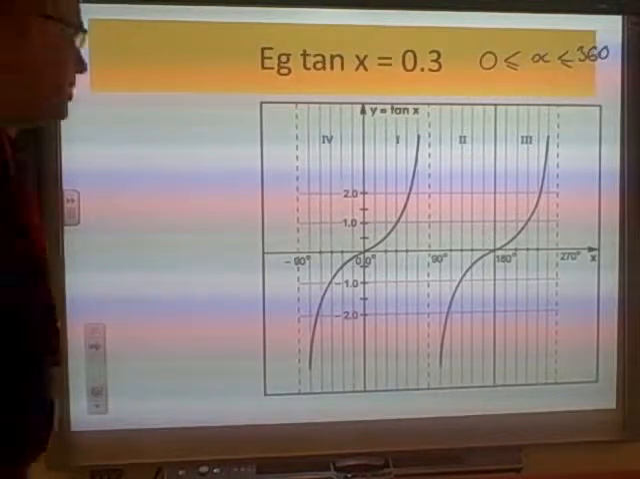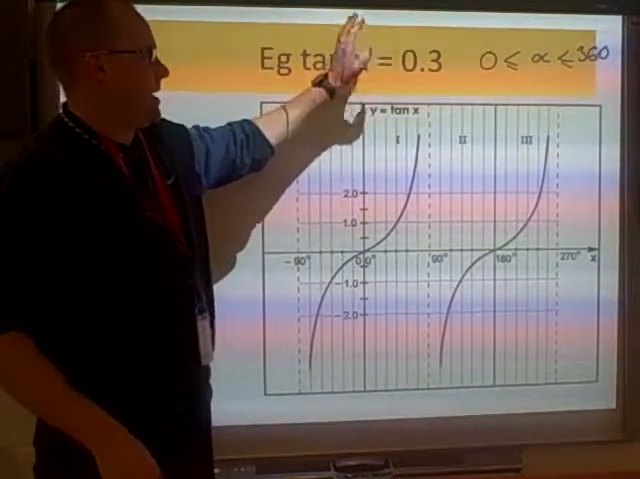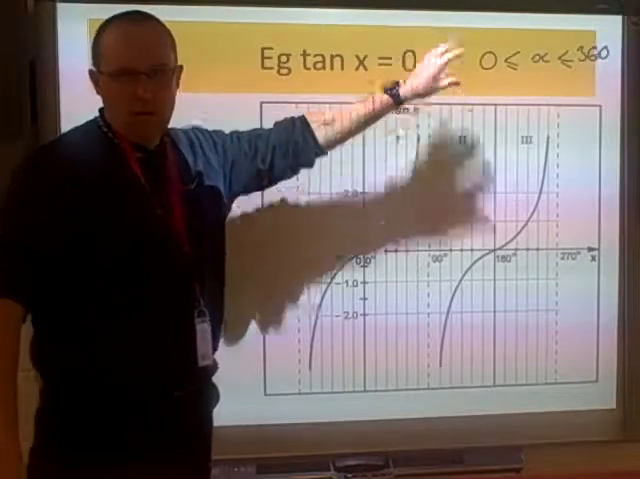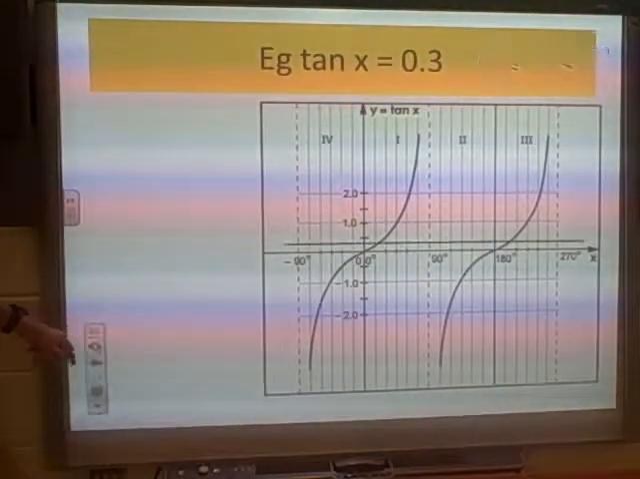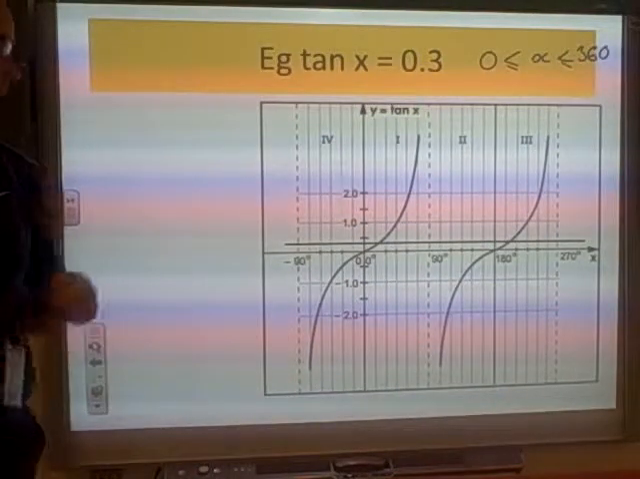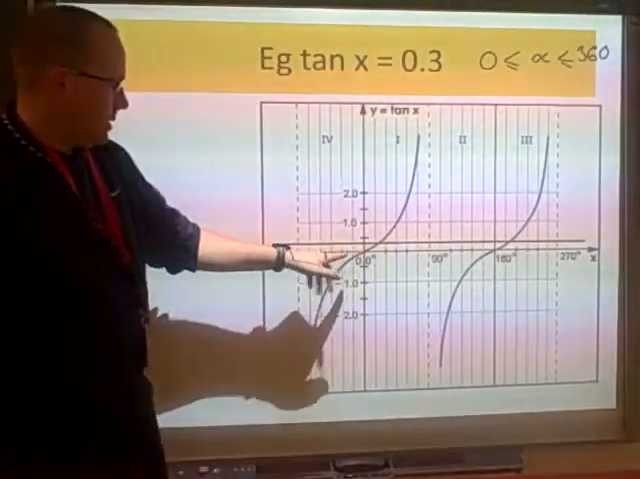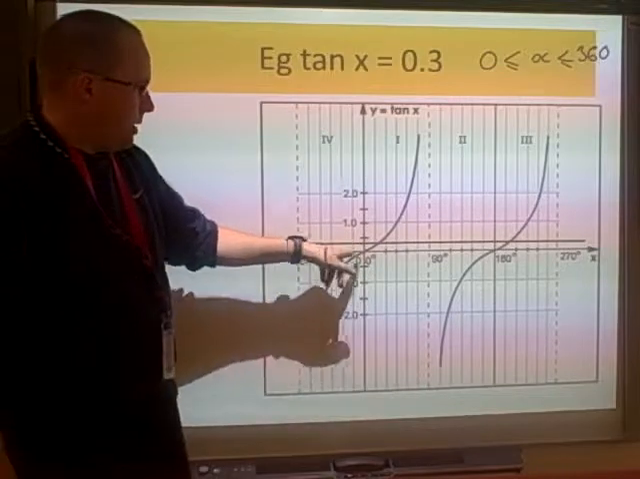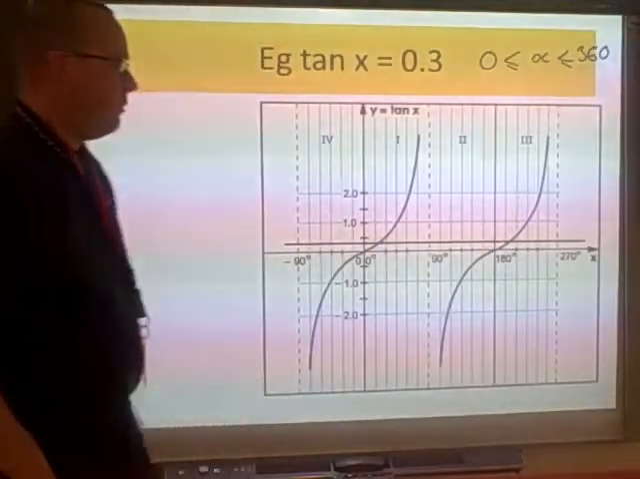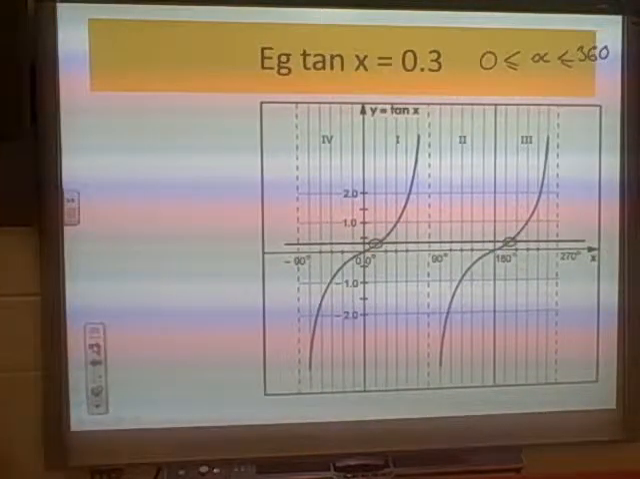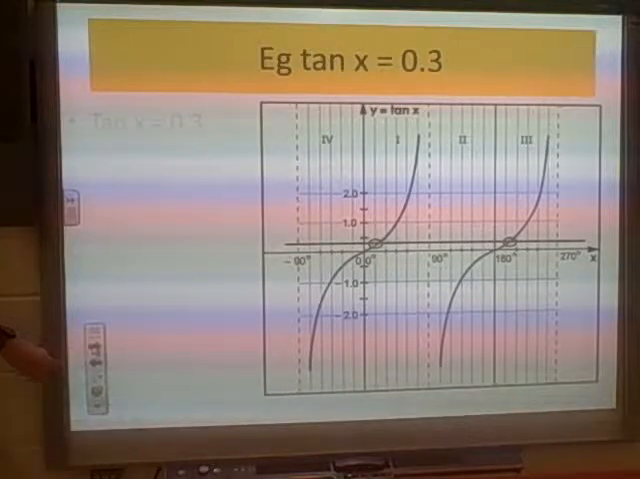So what I'm going to do is give you a visual representation of what we're actually doing first. What we're trying to solve is, when does the graph of tan x intersect with the graph of y equals 0.3? From this picture, you can see that there are two intersections, one slightly above 0 and one slightly above 180. So how do we go about finding those answers?